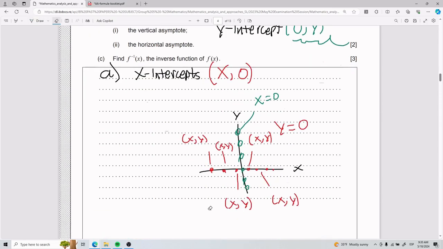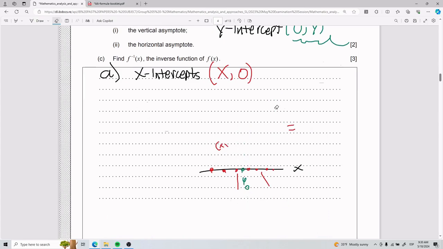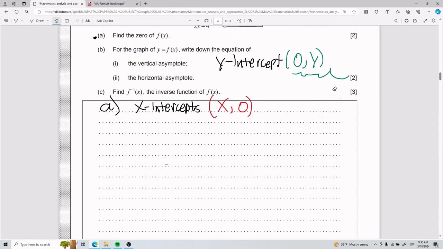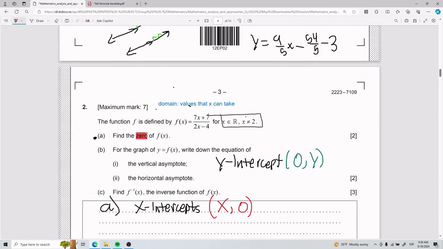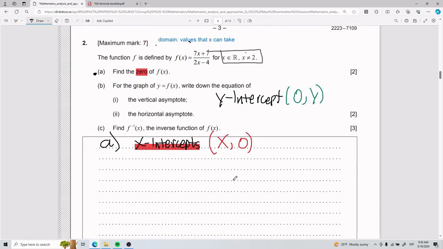So that is a little bit of an intuition of why we approach this the way we do. Whenever they ask for zeros, it is specifically about x-intercepts. And so that is something we need to associate in our brains right away. Zeros is for x-intercepts, okay? And so we plug in x comma 0.